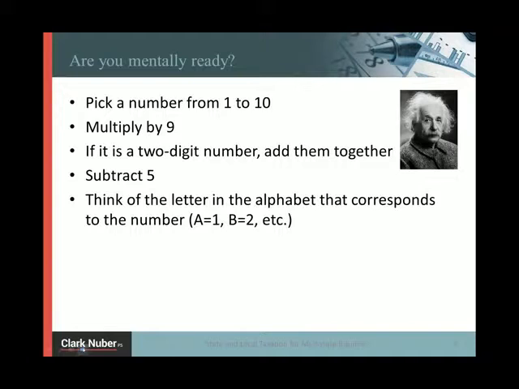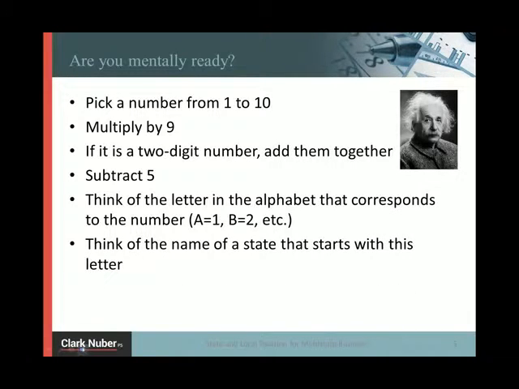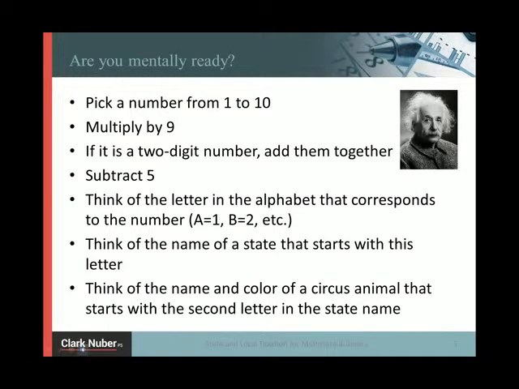Now, this is where it gets a little more complicated. Think of the letter in the alphabet that corresponds to the number that is the result of selecting your number, multiplying it by 9, adding the 2 digits together, and then subtracting 5. Take the result and pick the letter in the alphabet that corresponds to the number. Now I'd like you to think of the name of a state that starts with this letter. Now I'd like you to think of the name and color of a circus animal that starts with the second letter in that state's name.